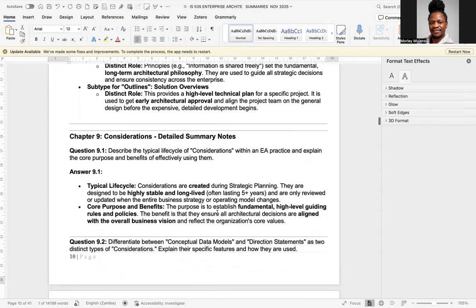Okay, question 9. Let's look at the considerations. I think this question will be based on just considerations. As we go down, I think the rest of the questions, they will be looking at specifically a question on each artifact. So I think it's very important that we understand these artifacts in detail.